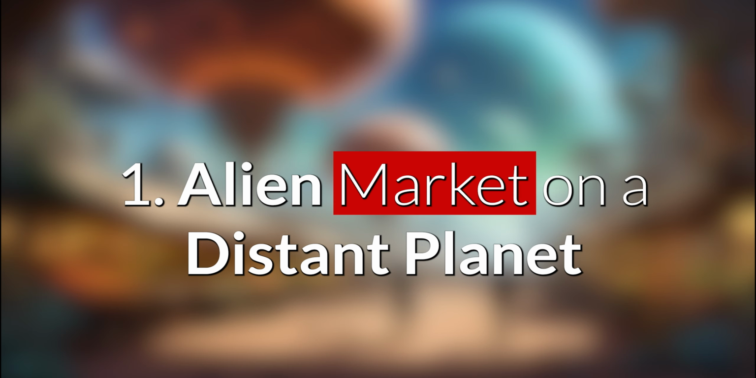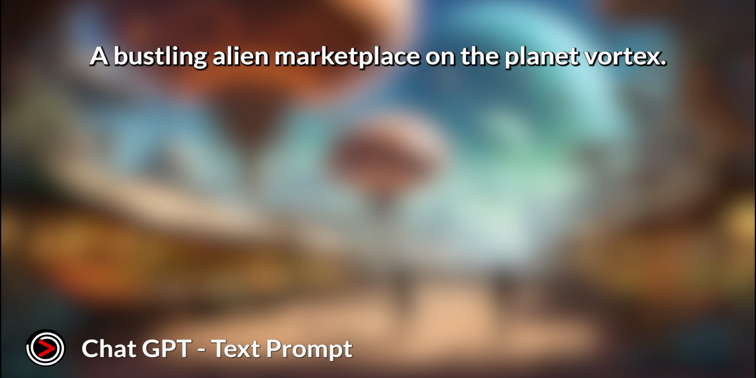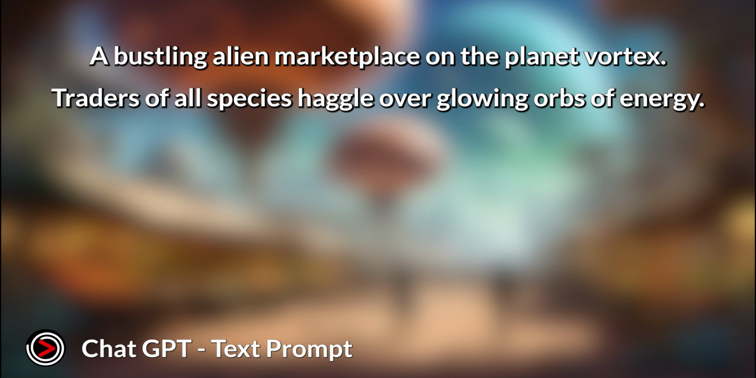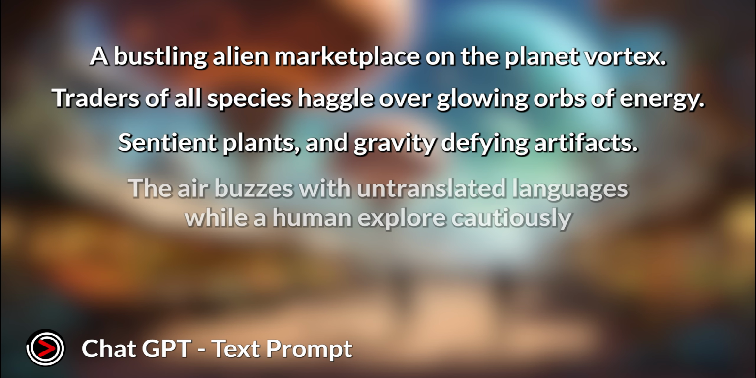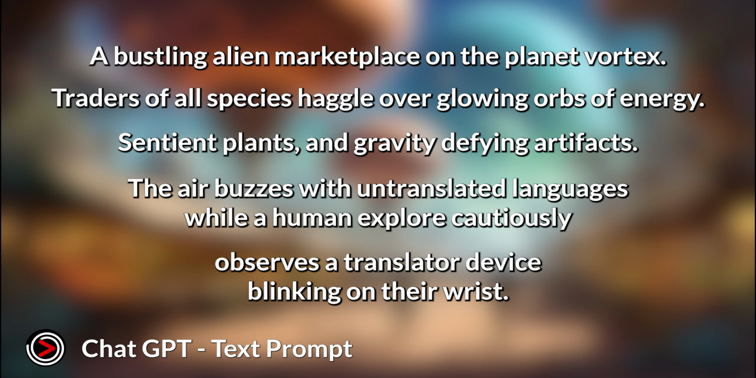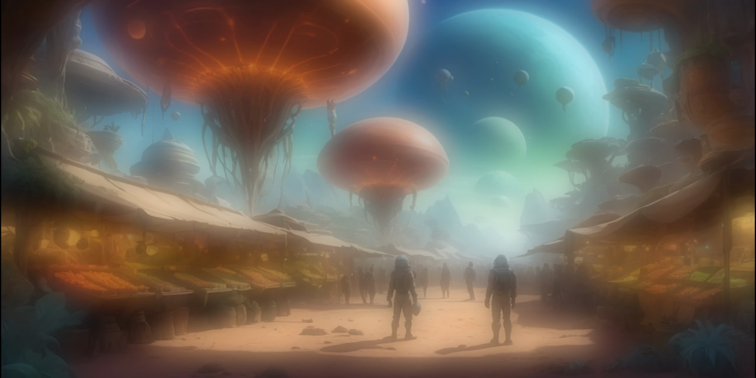Number 1. An alien market on a distant planet. A bustling alien marketplace on the planet Vortax. Traders of all species haggle over glowing orbs of energy, sentient plants, and gravity-defying artifacts. The air buzzes with untranslated languages while a human explorer cautiously observes, a translator device blinking on their wrist.